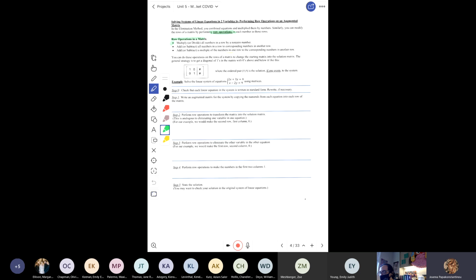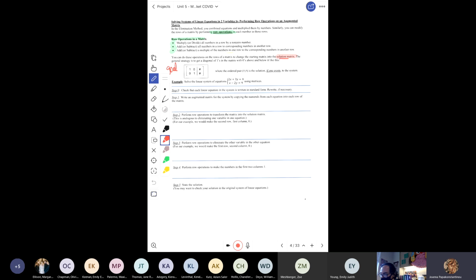You multiply or divide all numbers in a row by a non-zero number. You add or subtract all numbers in one row to the corresponding numbers in another row. Or you first multiply one or both rows by a number and then add or subtract. Our goal is to take the augmented matrix and turn it into the solution matrix. If a unique solution exists, this is our goal, to turn it into this matrix. Now, let's describe what the solution matrix looks like.